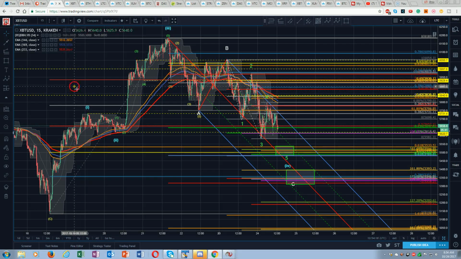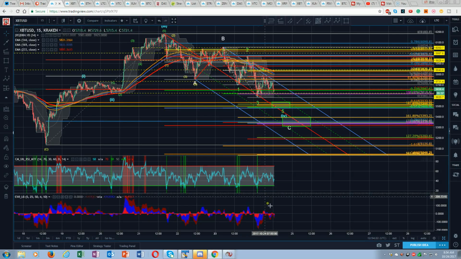So, any help from the oscillators? We're getting some divergence down here, so if we do come down here and challenge this median line and this strong cluster down here, I think that's a reasonable spot to maybe take a first bite at a long.